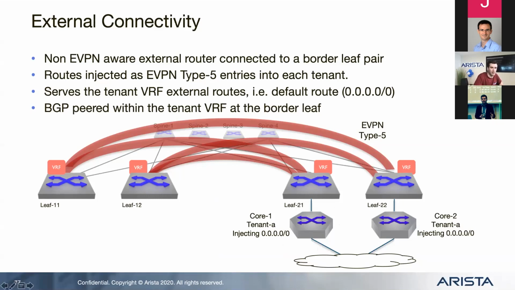So now traffic from leaf 11 and leaf 12 has a route to the outside world via leaf 21 and leaf 22, and they're able to load balance that traffic between the two and reach the outside world. So this is a fairly typical setup.